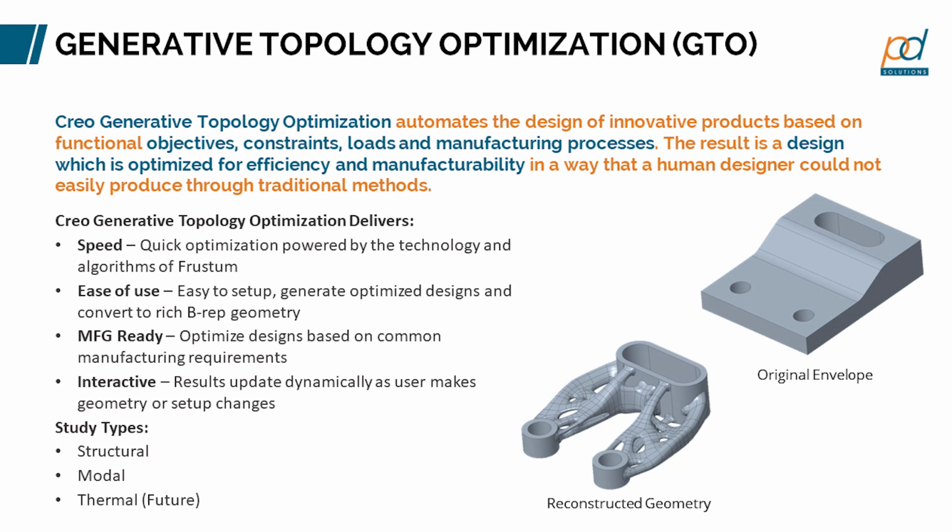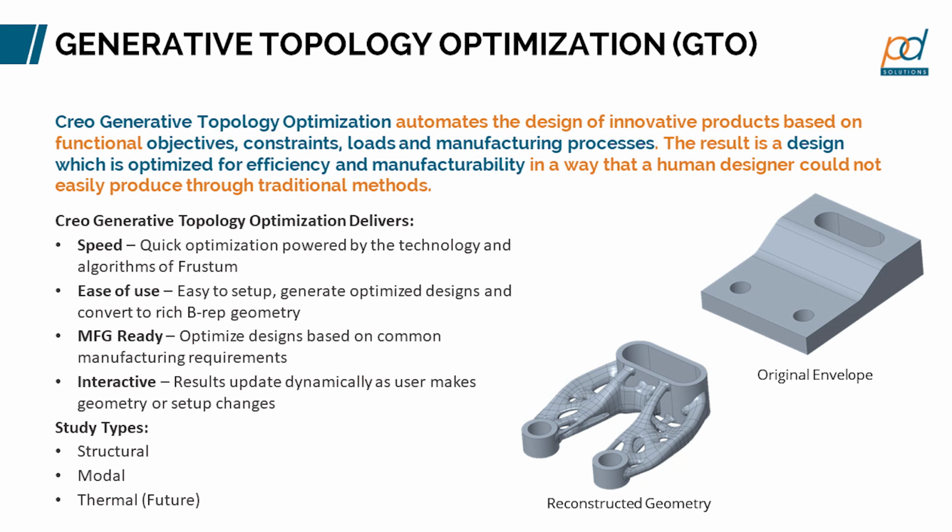But with GTO, the output of the software is actually a Creo geometry. And so this can then be used in assemblies. You can go on to do other types of analysis on it. And that's, I think, one of the great strengths of this product.